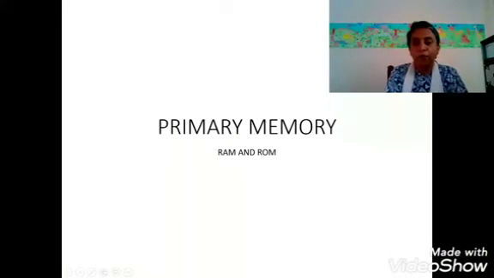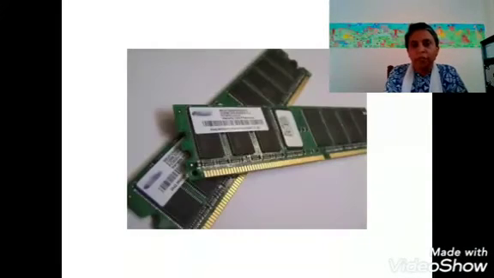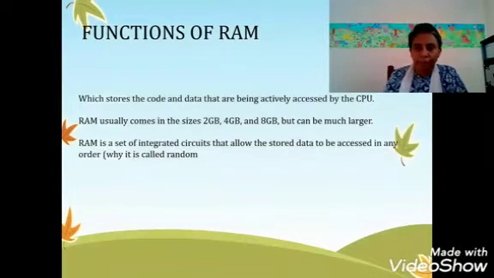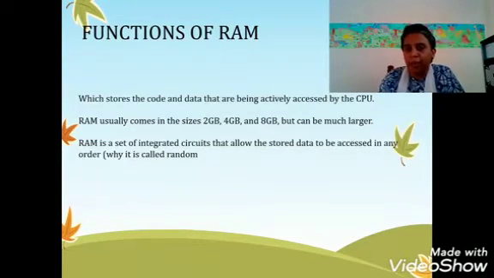So you have all seen now how RAM looks. This is the random access memory. This one holds 32 GB of memory. Now, the function of the RAM is to store the code and data that are being actively accessed by the CPU. Whenever the user gives instructions and data, they are stored in the RAM. Now, if the power goes, the data stored in the RAM will be deleted. So it is called volatile memory.